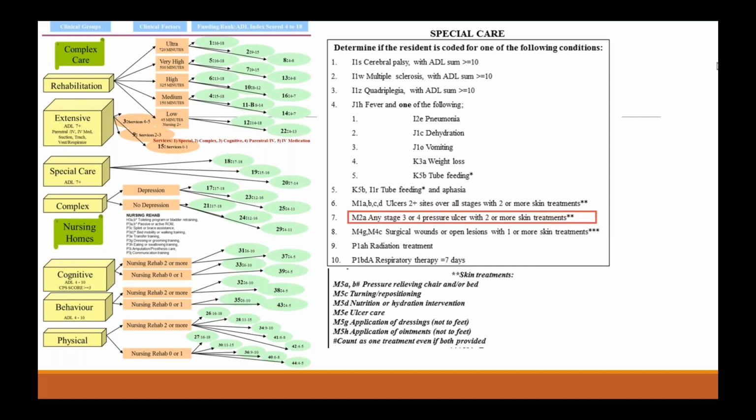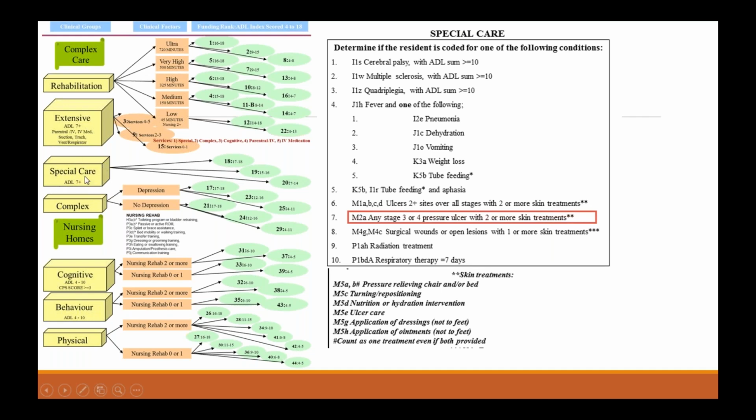And what you're going to see here is that if you have a pressure ulcer, M2A, now any stage, now here it's got to be a 3 or a 4, okay? So if you had a 3 or 4 pressure ulcer and you have 2 treatments in place or more, and these are the treatments here, the usual from M5A, if you have that, then you're going to be classified into what's called the special care group. And that's this group right here, the special care group.